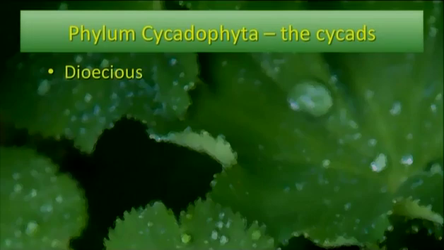Now, they're dioecious. Do you remember what dioecious means? Dioecious means you have two houses: a male house with the male structures, and a female house with female structures. So you need a male plant and a female plant to effect sexual reproduction. Whereas monoecious means that you have male structures and female structures in the same plant, like male flowers and female flowers, or male cones and female cones, as you do in the conifers in some cases.